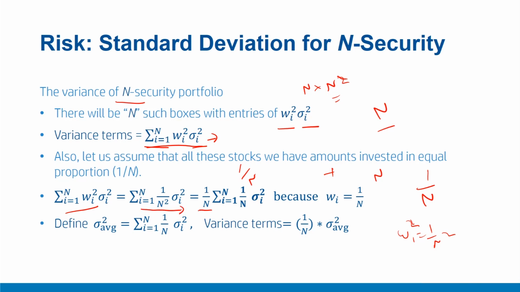Now let us take this 1 upon n outside the expression. So we are left with this. Please note here n is not the varying term, only the i subscript is varying. So we can take the n outside, and here wi is 1 upon n. So we get an expression inside, which we can define as average variance. So we'll have 1 upon n into the average variance term, which is defined simply like this. So our overall variance for the portfolio becomes 1 upon n times sigma square average, where this is the average variance term defined as this.